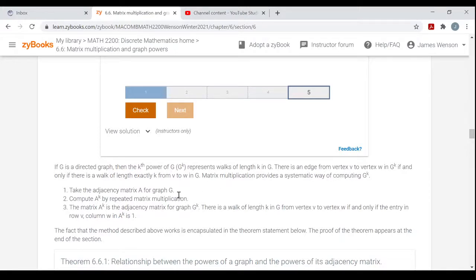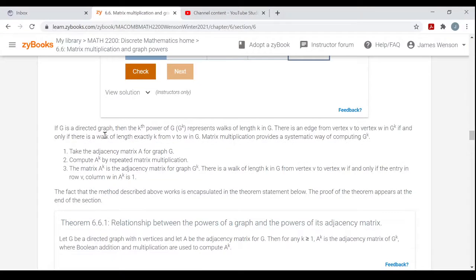But rather than do what I did in the last section, where I did all those compositions and wrote out all sorts of sets of ordered pairs and composed and made the graphs for G squared, G cubed, G to the 4th, now we're just going to take a look at the adjacency matrices and raise them to higher and higher powers, and we should be able to easily make powers of graphs that way.